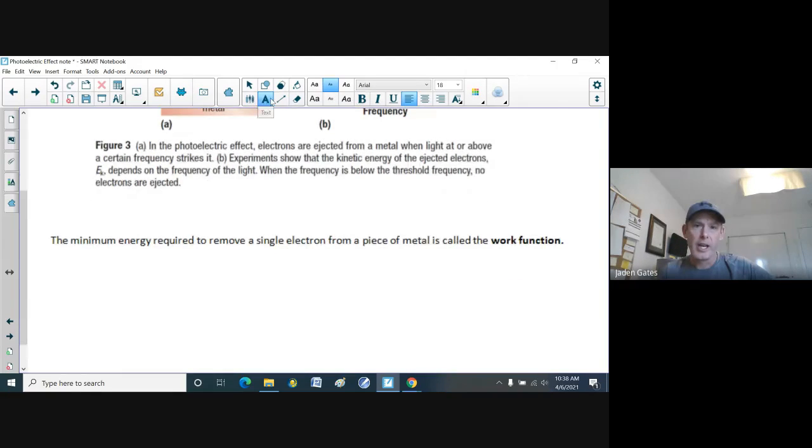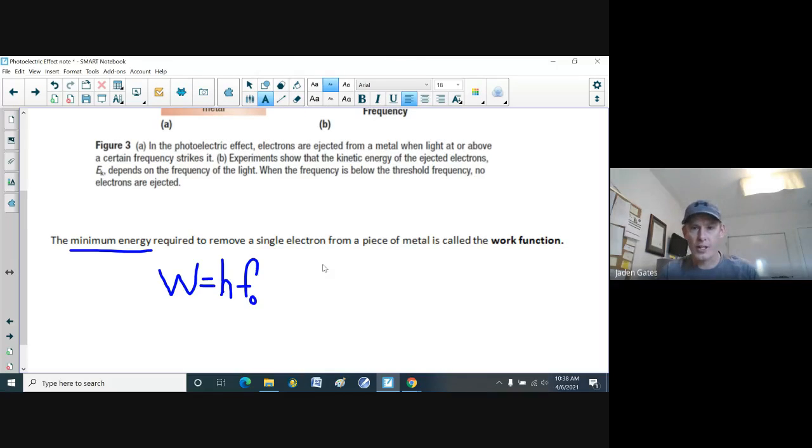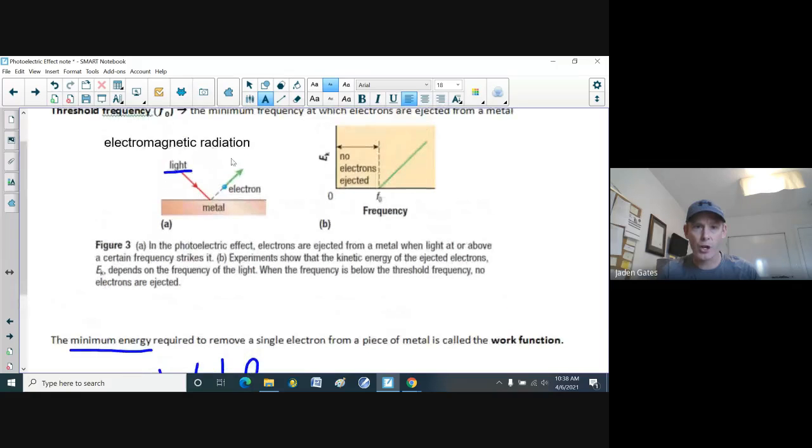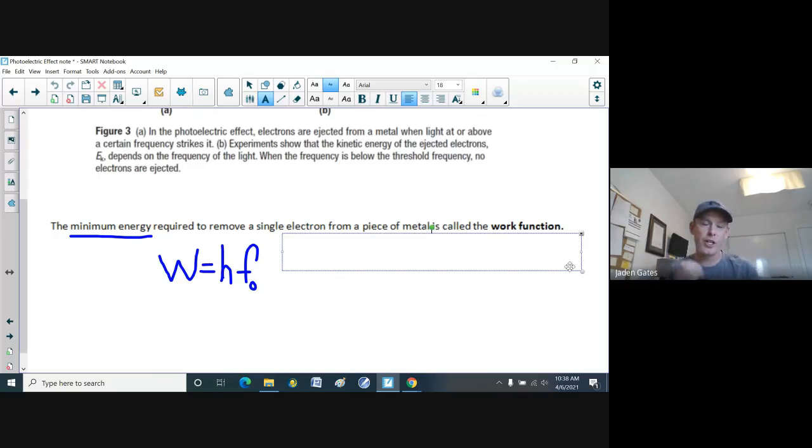the work function. Now, we have a formula for the work function. And again, this is energy. And so we have work is equal to h times f naught. Now, as I mentioned up above, f naught is what's called our threshold frequency. So that's the type of electromagnetic radiation that you need for this photoelectric effect to happen. So again, that's f naught, our threshold frequency.